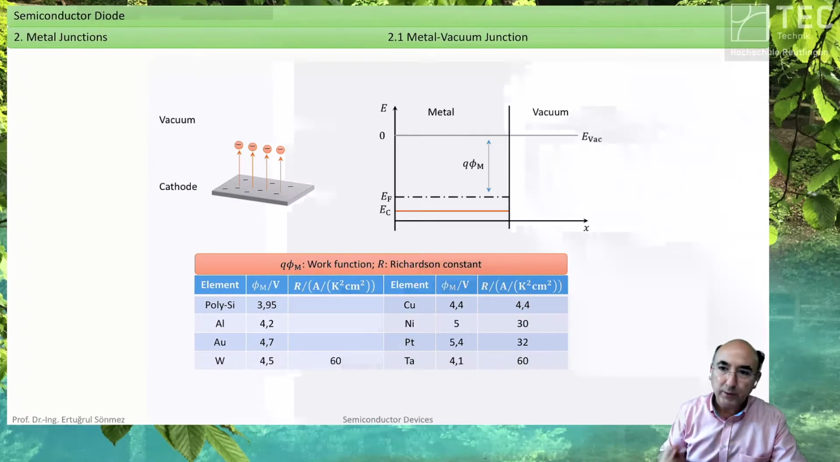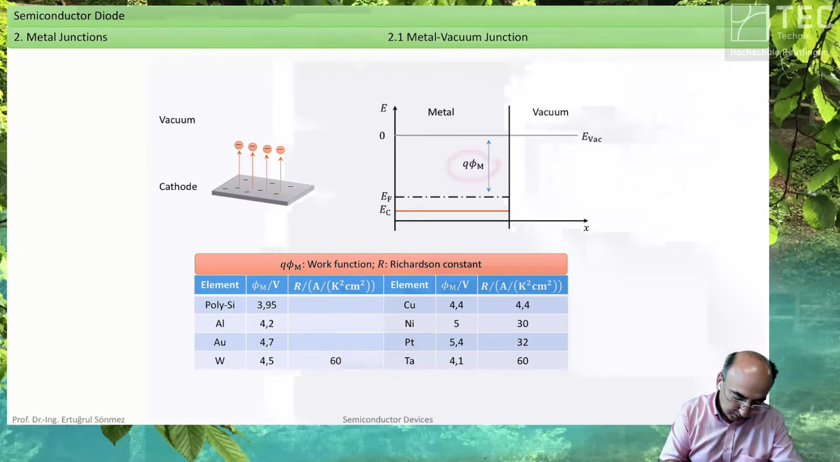Let's talk about the energy you have to overcome to have these electrons, which are free but keep there at the surface. And this energy level is Q times phi, Q phi. It's the so-called work function.